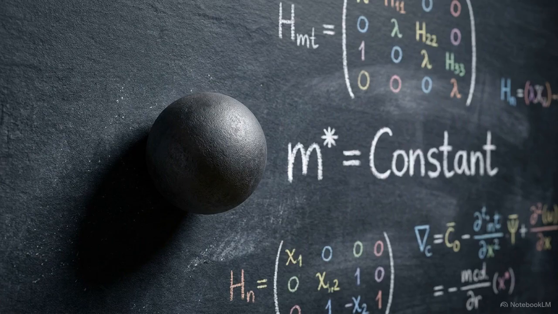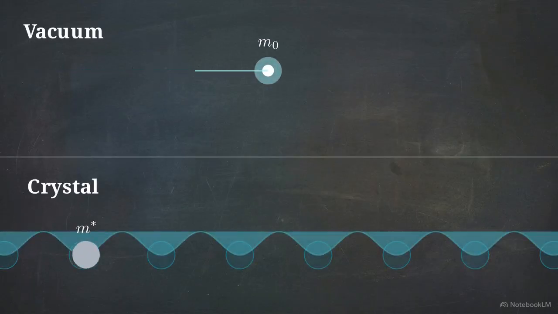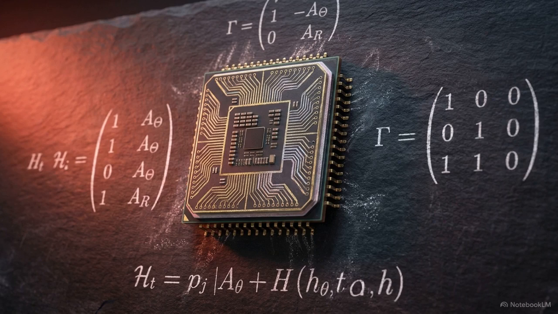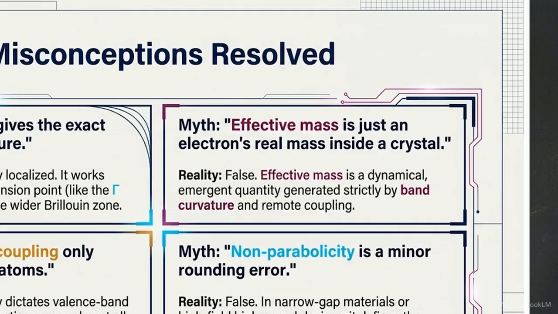The common engineering heuristic treats effective mass as a static property of the material, essentially assuming the electron simply acts as a particle that is heavier or lighter than it would be in a vacuum. While this scalar model works for simple applications, it fails when designing advanced high-mobility transistors or narrow-gap infrared sensors. We can resolve this misconception by looking at the top right quadrant of this matrix.